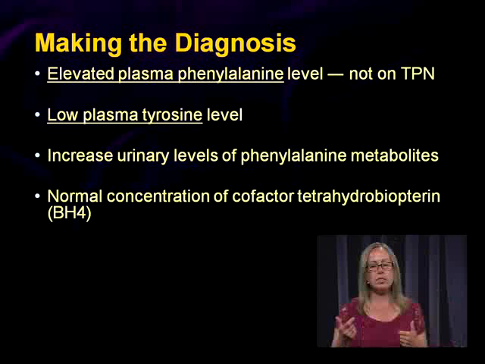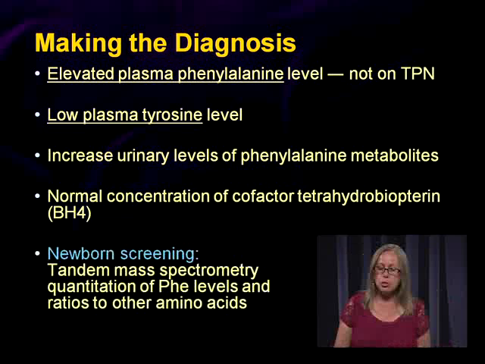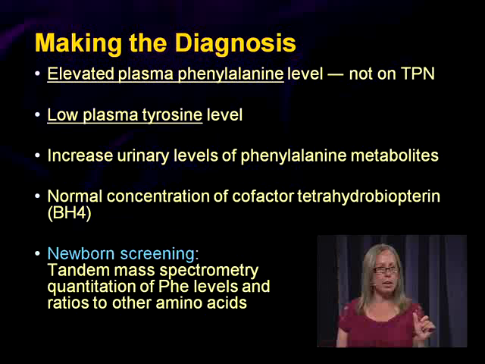So if you have a deficiency of tetrahydrobiopterin, you'll look like you have PKU. And on newborn screening, they do tandem mass spec to do quantitative Phe levels. So it's not like the old Guthrie test, which was qualitative. These are actually quantitative numerical values of exactly how much is there.